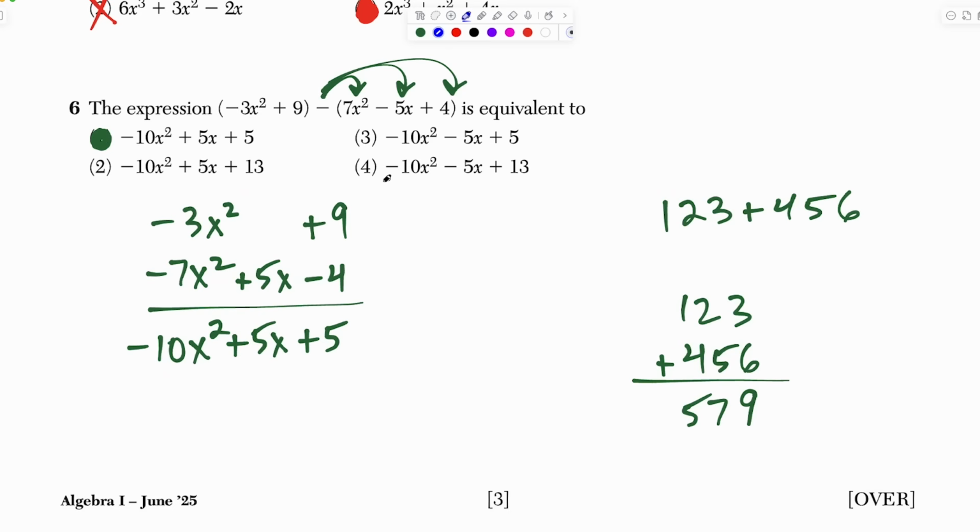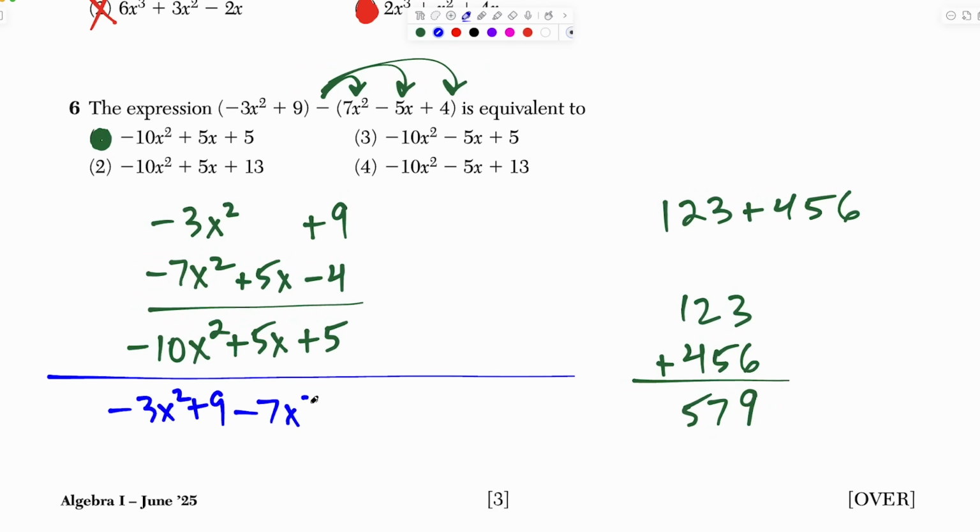Now, the most common mistake I see with this, so just be careful here. A lot of students are going to go negative 3x squared plus 9, and when they subtract this, they're just going to put the minus in front of the first term like this. So they go like this, and they don't actually distribute the negative all the way through. And if you follow this one through, you get negative 10x squared. So this equals negative 10x squared.